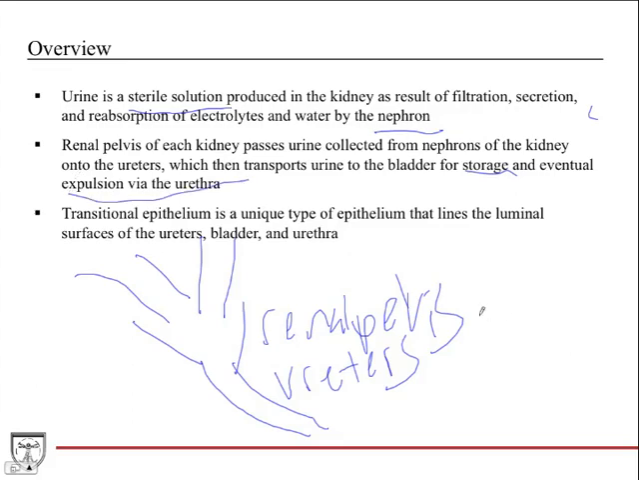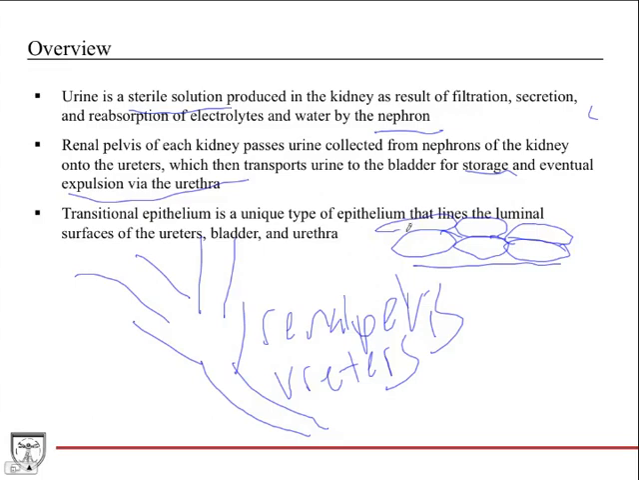An important thing, kind of a histology note, is that there's what's called transitional epithelium. It's a unique type of epithelium that lines the luminal surfaces of the ureters, the bladder, and the urethra. What it is, is kind of a stratified, or almost pseudo-stratified epithelium, and it has this top layer here, which can expand.